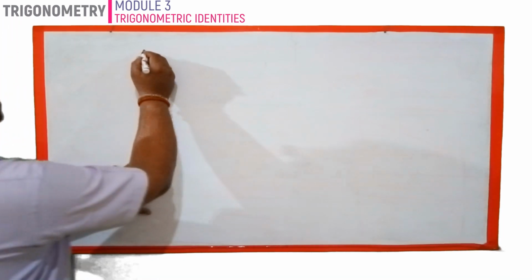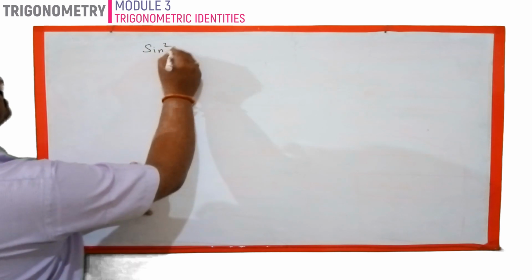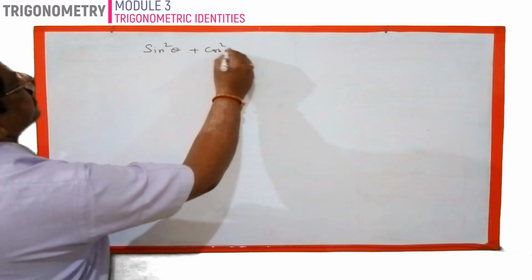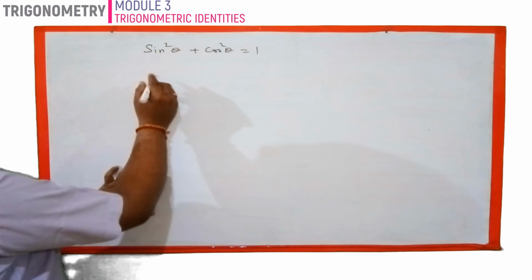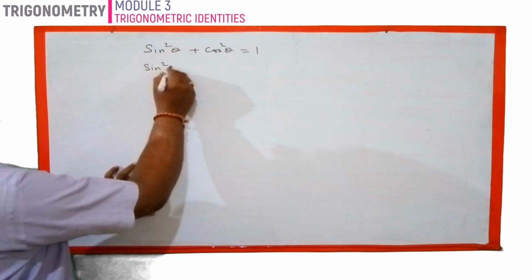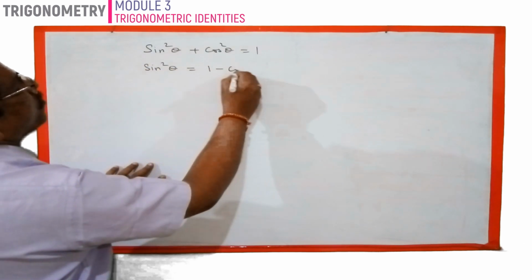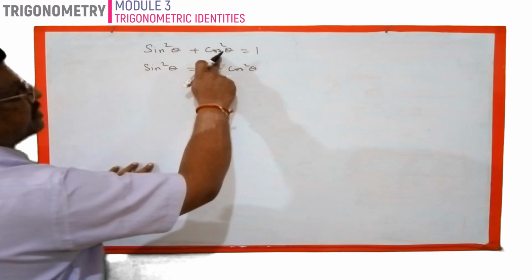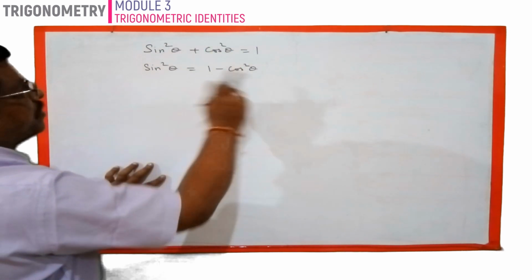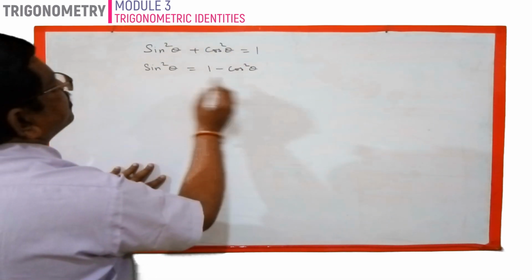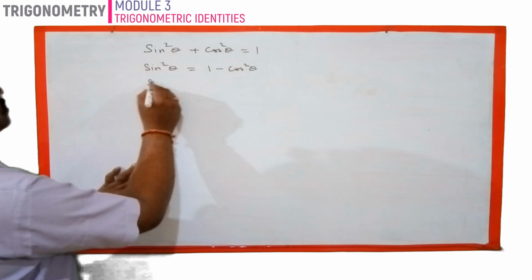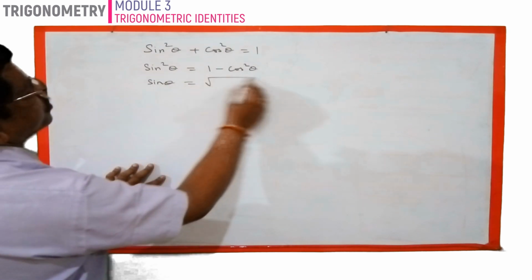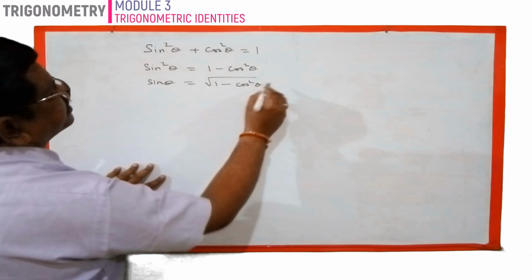First one is sin square theta plus cos square theta is equal to 1. From this we can get sin square theta is equal to 1 minus cos square theta, because we are taking this cos square theta to the right hand side, it becomes 1 minus cos square theta. When we take square root on both sides, you will get sin theta is equal to root of 1 minus cos square theta.